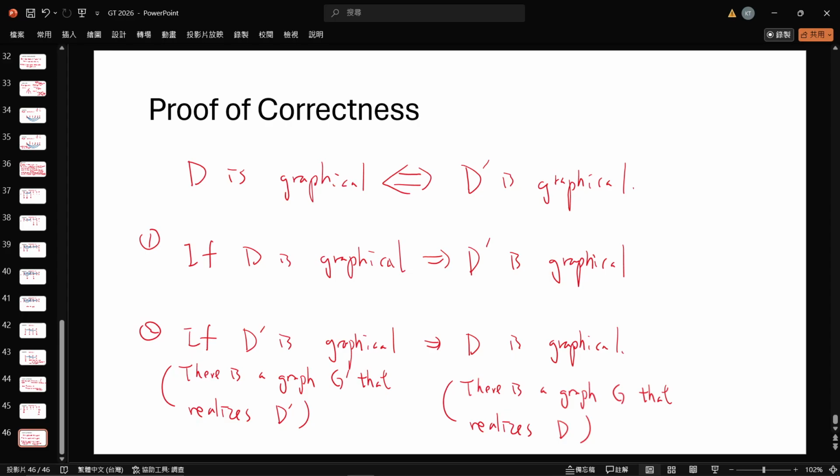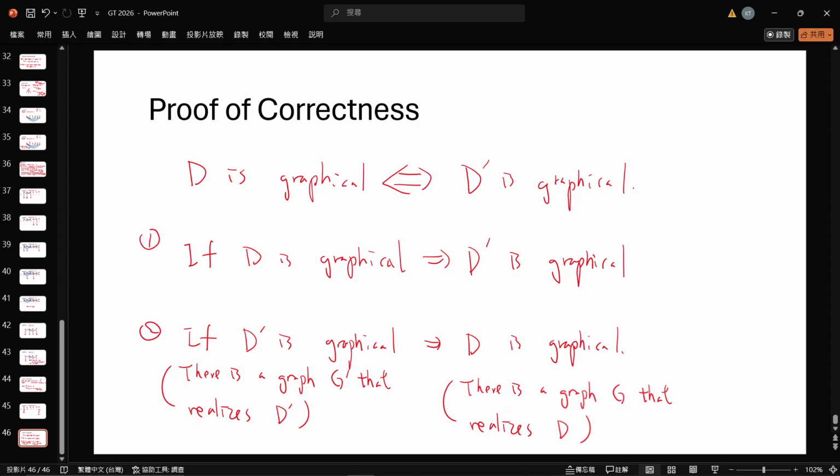Any questions? I won't go through this proof today. To review, the first thing I want you to remember is the definition of graphical. Graphical means there's a graph that can realize the degree sequence. More precisely, V1 has a degree of D1, V2 has a degree of D2, and so on. In this case, we say the graph realizes the degree sequence D1, D2, up to Dn.